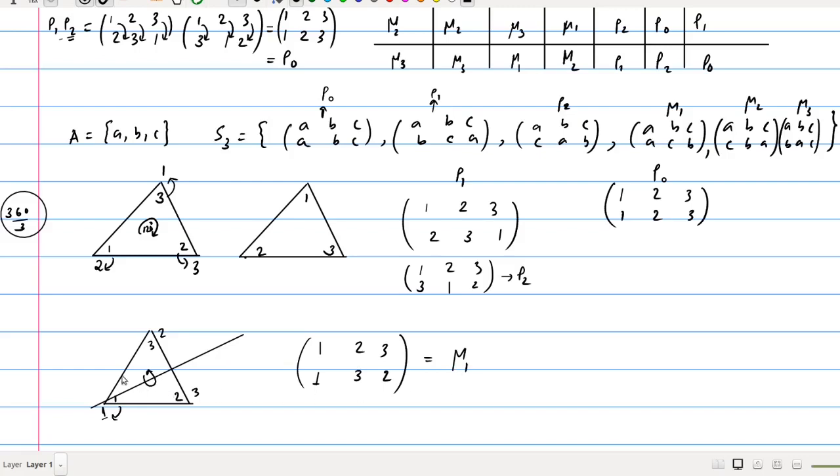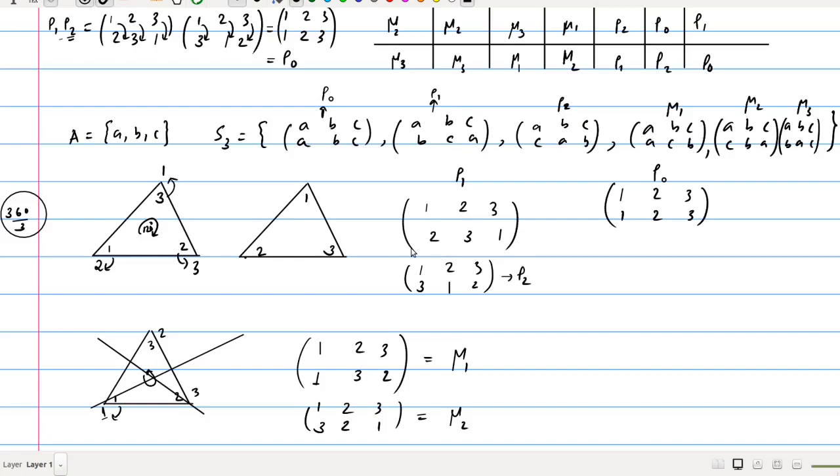Similarly, you can consider the perpendicular bisector of this side passing through the other vertex, 2. Then that will give the permutation, since this perpendicular bisector fixes 2. That means 2 is mapped to 2, and that interchanges 1 and 3. So you can write 3 here and 1 here. That is named mu2. Similarly, you can consider one more, that will give mu3. This is the cause of the nomenclature rho 0, rho 1, rho 2, mu1, mu2, mu3.